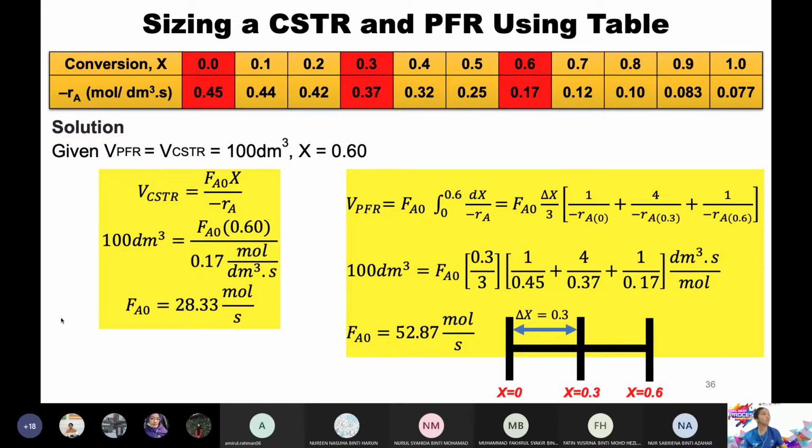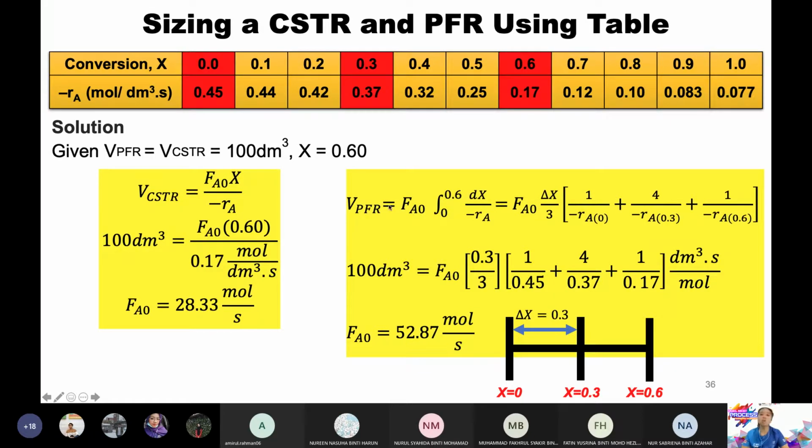Okay. Now let us calculate untuk PFR pula. Okay. So for PFR, different formula, design equation dia, FA0 integrating 0 to 0.6. So why 0.6? Because the initial conversion is 0, the final conversion targeted is 0.6, dX per minus RA. Change to Simpson one-third rule, so automatic. Okay, bila question yang melibatkan table atau plot, volume, you have to convert into the Simpson one-third rule. So become FA0. Okay, so FA0, saya terus pergi ke line kedua. FA0 is what you want to find. So FA0 remains.